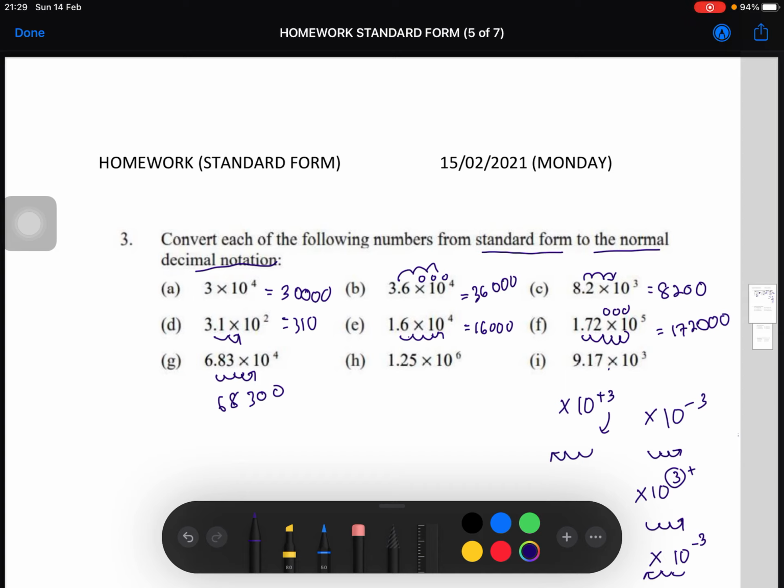Okay, H. Times 10 to the power of 6. That means moving to the right 6 times: 1, 2, 3, 4, 5, 6. 1, 5, 1, 2, 5, 0, 0, 0, 0. Okay, for the last question, how many? 3 times: 1, 2, 3. So the answer is 1, 9, 1, 7, 0.